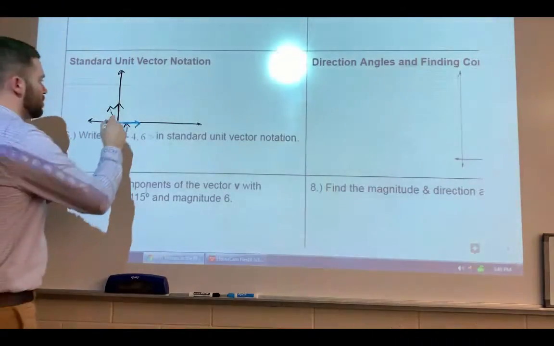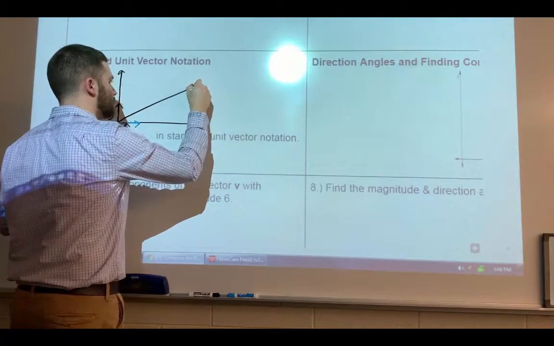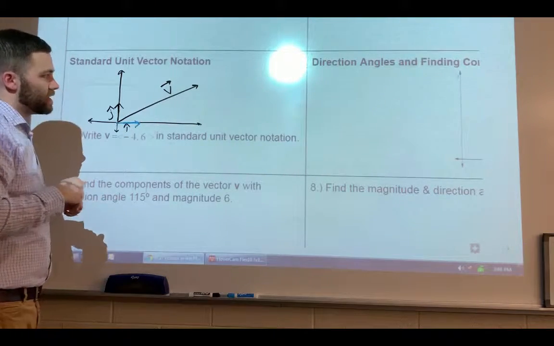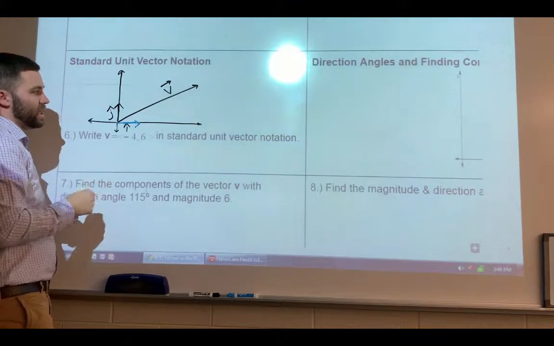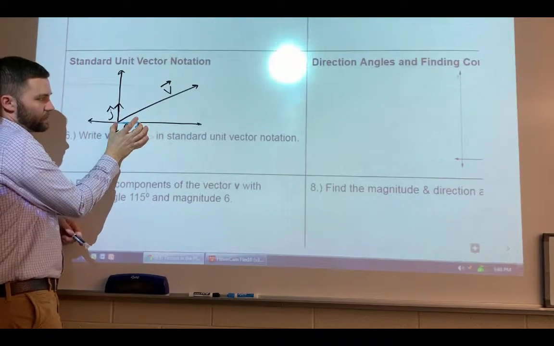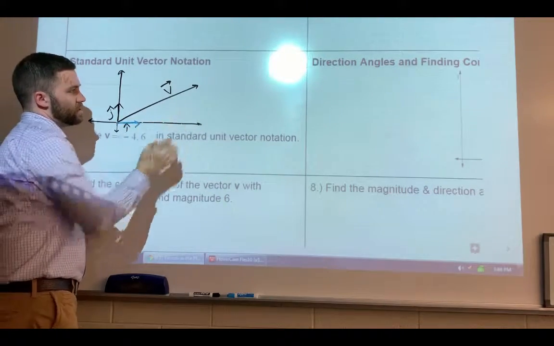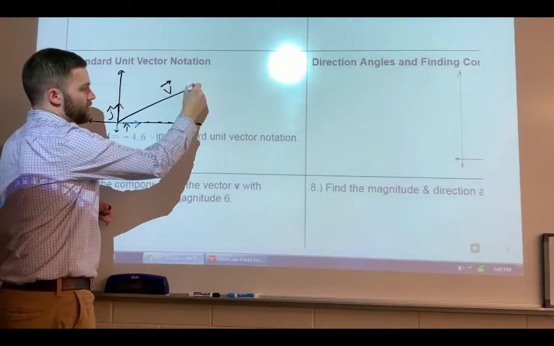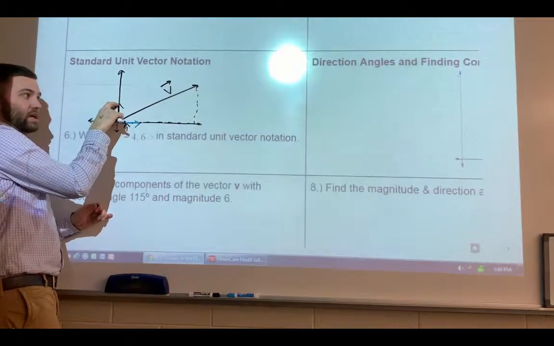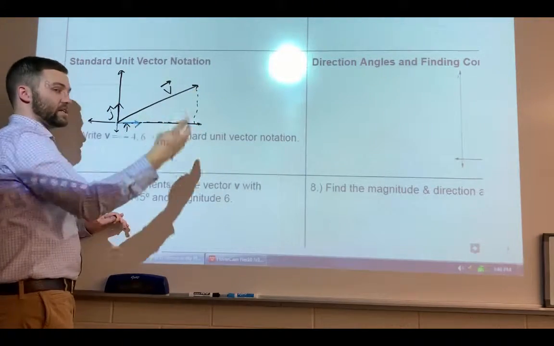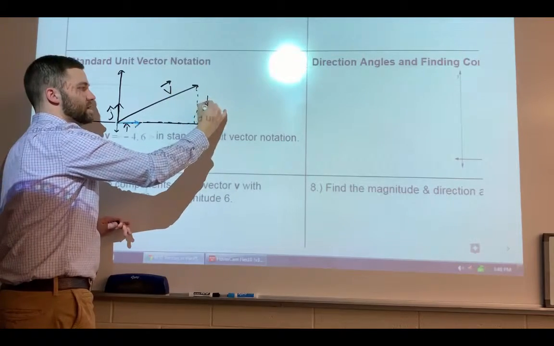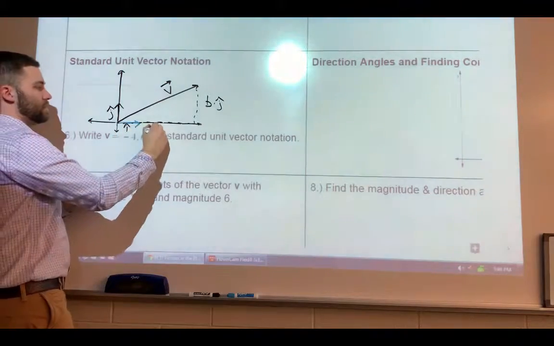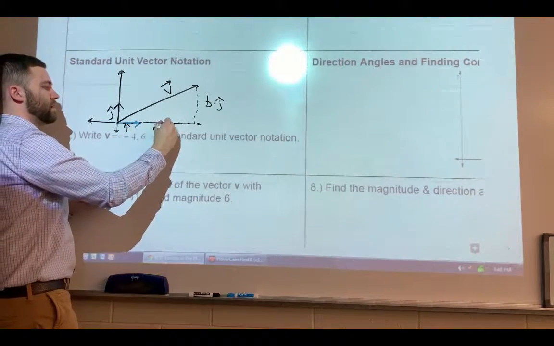Okay, so for instance, if I draw in the vector V here, that vector can be written in terms of I hat and J hat. So you can see I could take this unit vector and multiply it by as many times as I needed to get the horizontal component. And then I could take the vertical unit vector J, and multiply it by as much as I needed to get the vertical component. So that would be B times J hat and A times I hat.